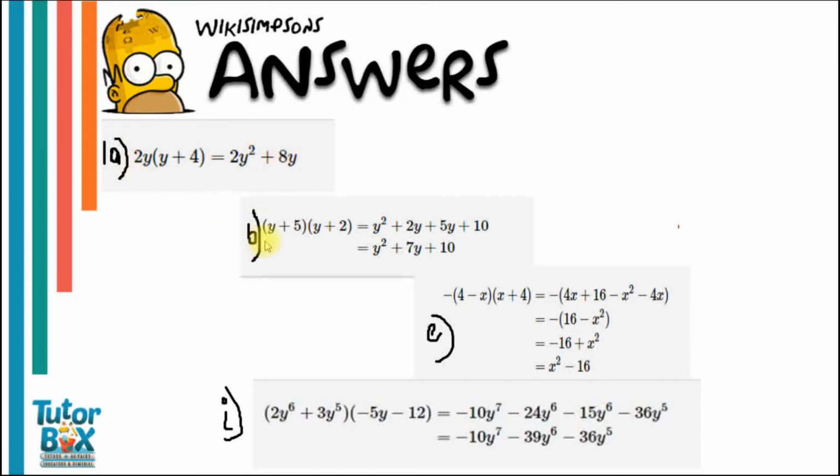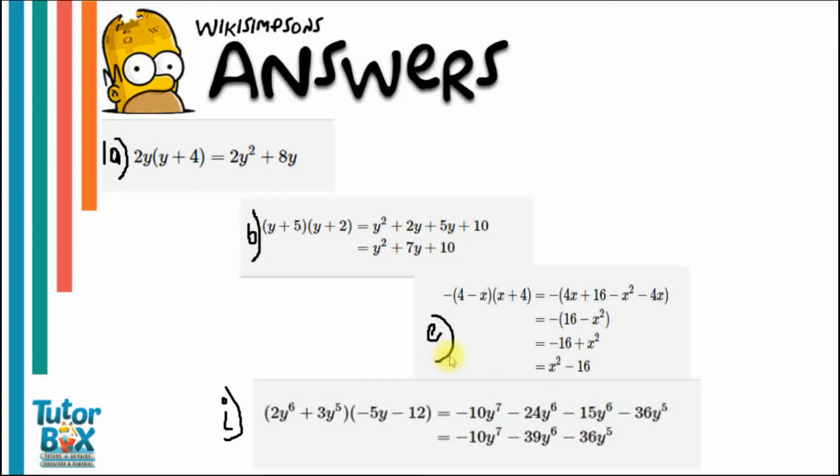Right, and then for B, we had y plus 5, y plus 2. So we're using FOIL here. So we have y squared plus 2y plus 5y plus 10. So your final answer should be y squared plus 7y plus 10.